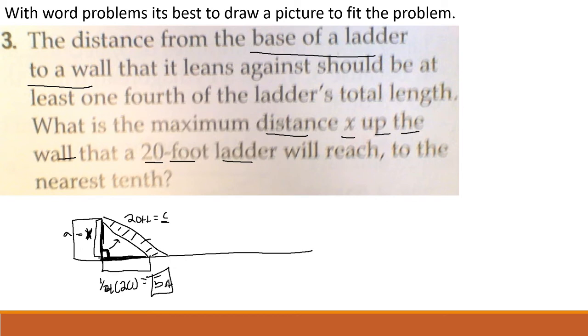Okay. So the distance from the base of the ladder to the wall is 5 feet because it says up here that it should be at least 1/4. So we're going to take the at least part of it. We're going to take the lowest amount possible and say that's 1/4 the total length.